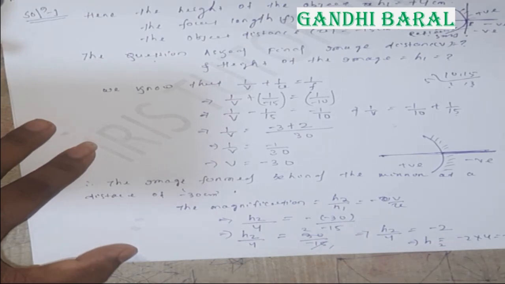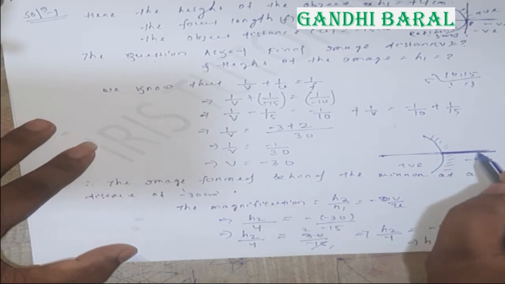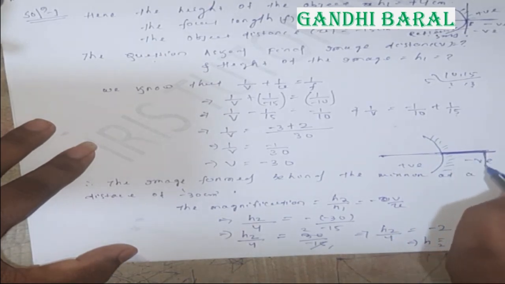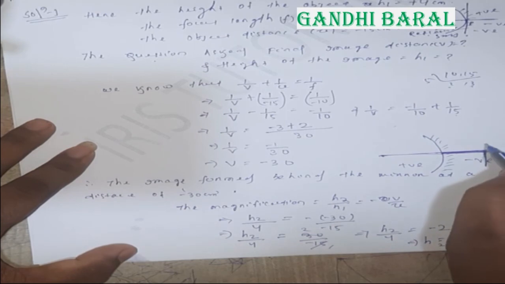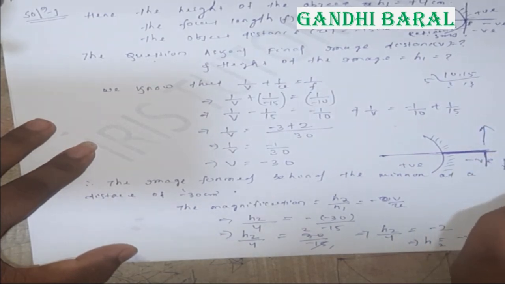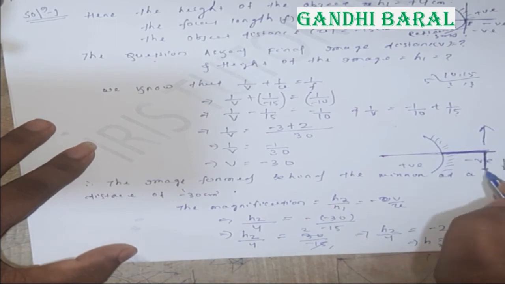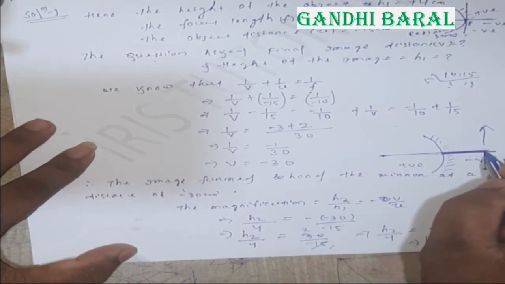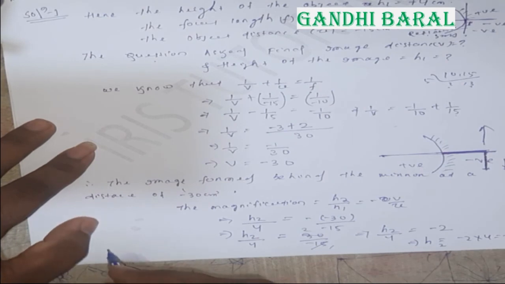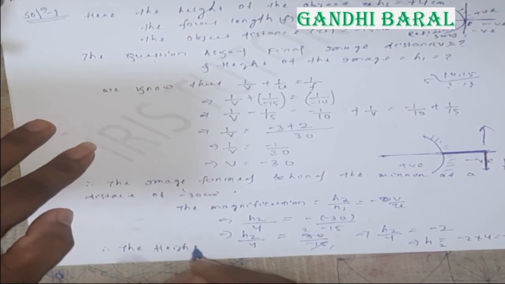Okay, minus 8 centimeter means the image will be formed behind the mirror, on this side, because this one is the positive side and this one is the negative side. The image is formed here, the height of the image is on this side, and this is behind the mirror. Clear students? Therefore the height of the image is minus 8 centimeter.